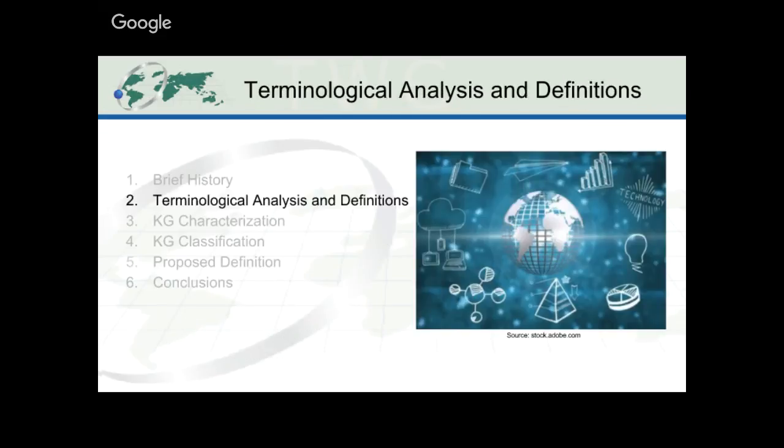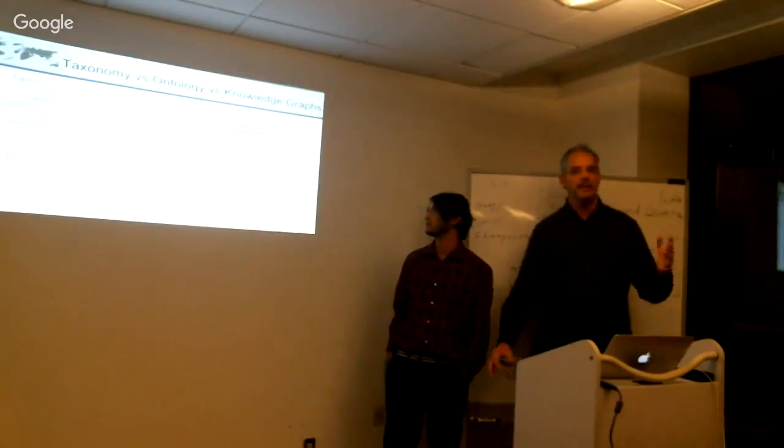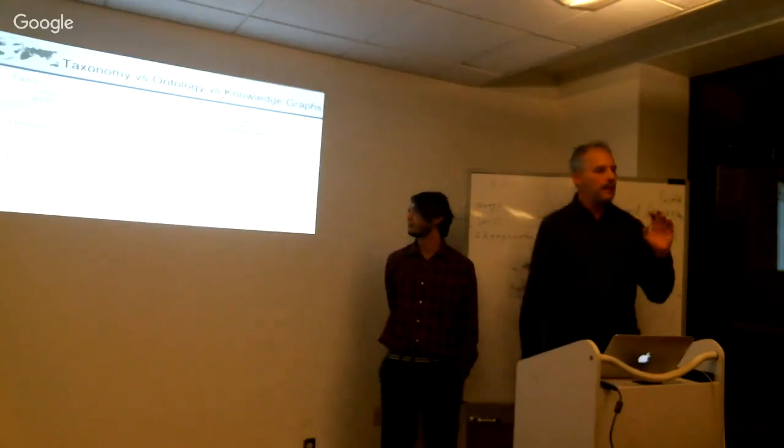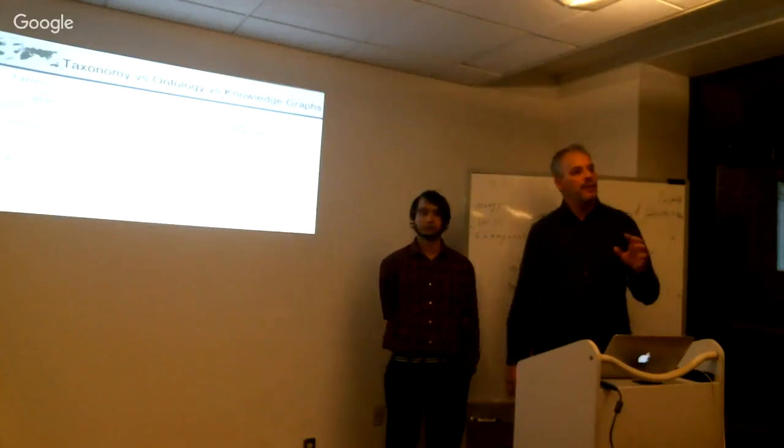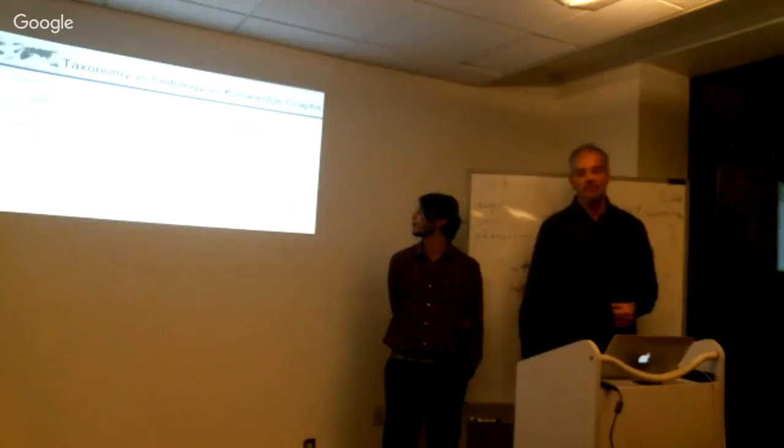So going through some terminological analysis, we found, as everybody knows, a close relationship between taxonomies, ontologies, and knowledge graphs. A way to tell them apart is to say that a taxonomy is mainly for human use, to help humans navigate a huge corpus of texts. On the contrary, ontologies are supposed to be consumed mostly by machines because they are complicated. This is what the literature says in some sites. But we need references.